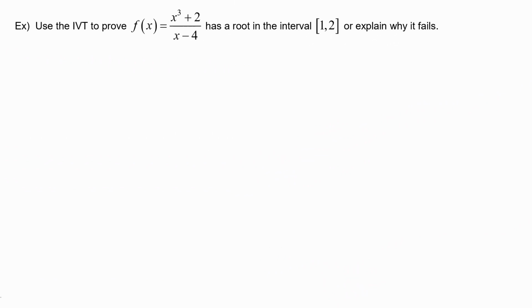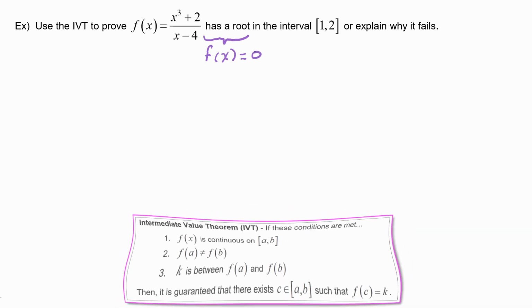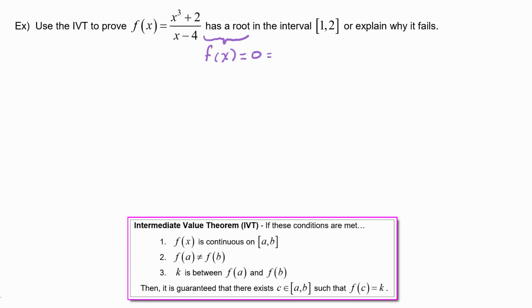In this example, use the intermediate value theorem to prove f of x, which equals the quantity x cubed plus 2 over quantity x minus 4, has a root in the interval from 1 to 2, or explain why it fails. Remember that having a root means that somewhere f of x would have to equal 0, and in terms of the intermediate value theorem, that would be our value of k.